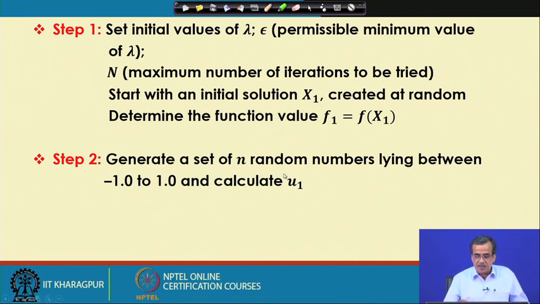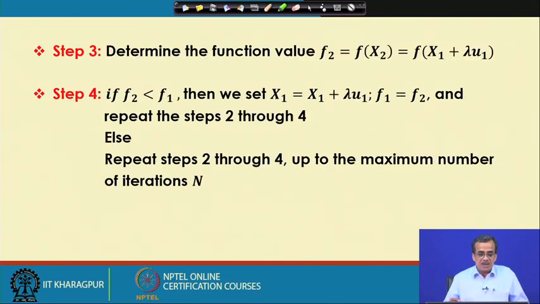We generate a set of n random numbers lying between -1 and +1, and we calculate the search direction, that is u 1. Now, step 3, we determine the function value f 2, that is f of x 2, where x 2 is x 1 plus lambda u 1. So, lambda is the step length, u 1 is the search direction, x 1 is the previous value. So, I can find out x 2. Once I have got x 2, I can find out the value of the objective function.